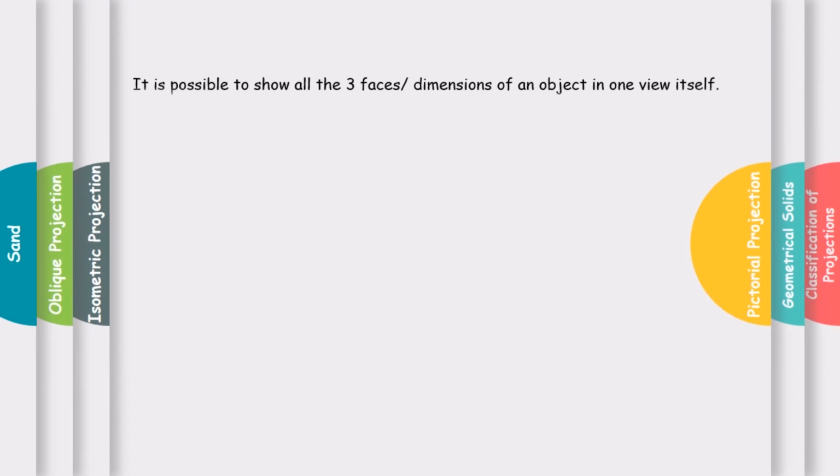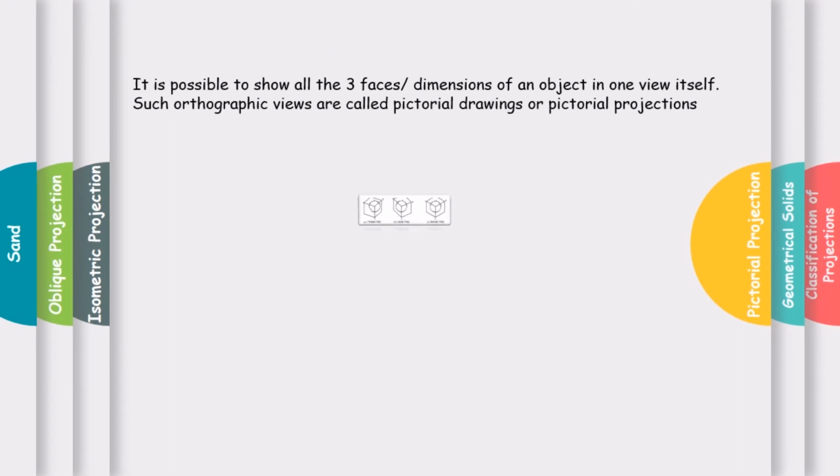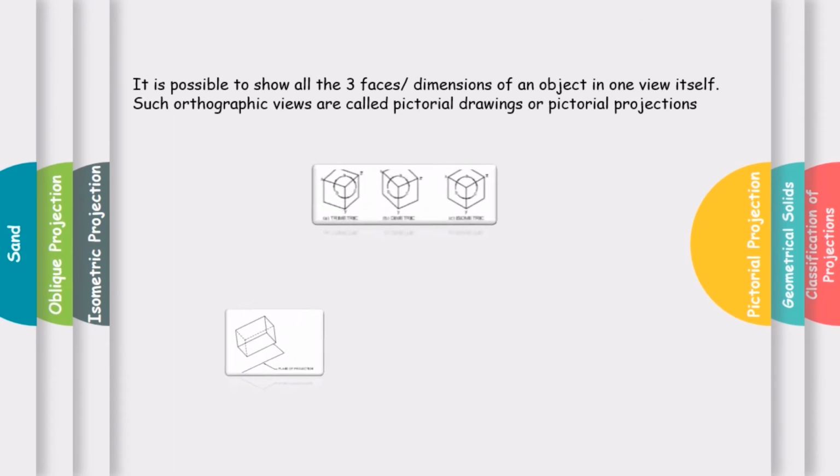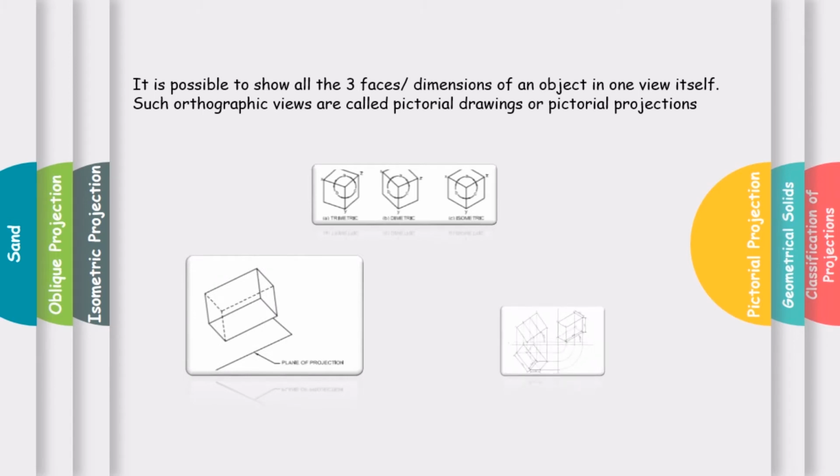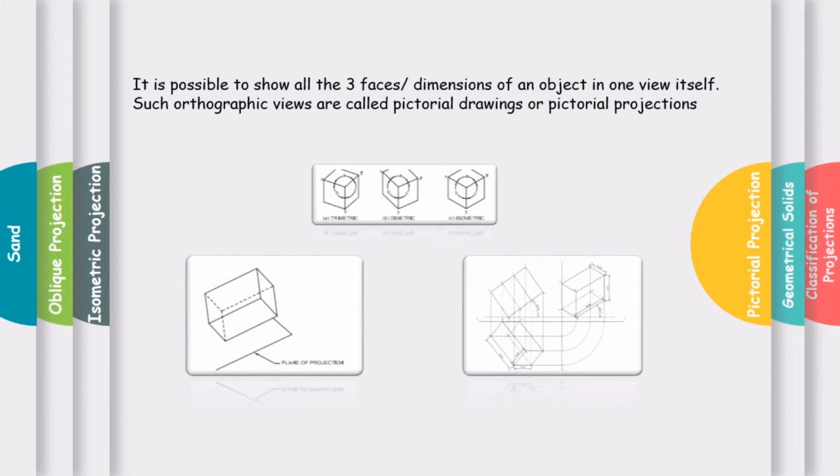Pictorial projection. It is possible to show all the three faces or dimensions of an object in one view itself. Such orthographic views are called pictorial drawings or pictorial projections. You can see them in the diagram mentioned below.